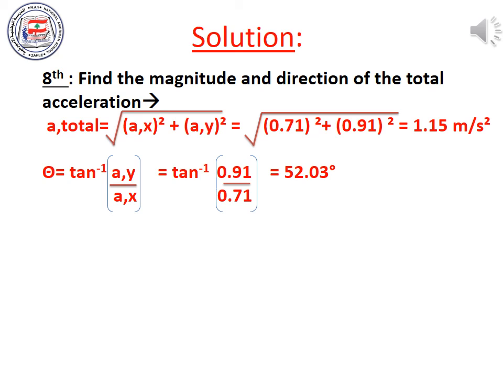And to find the direction, we do tangent minus 1 of y component over the x component. Tangent minus 1 is shift tangent on the calculator. So it's tangent minus 1 of 0.91 over 0.71, and the answer is 52.03 degrees. And here we have the final answers, which are the magnitude and the direction of the total acceleration of the box.